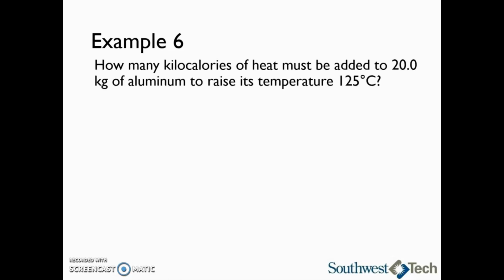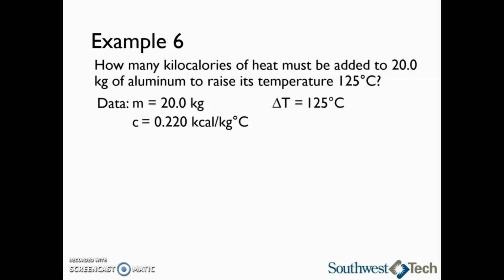How many kilocalories of heat must be added to 20.0 kilograms of aluminum to raise its temperature 125 degrees Celsius? First, we will write down the information we are given. We know the mass is 20.0 kilograms. We also know that we have aluminum, so we need to use a table of specific heats to find the specific heat of aluminum. The trick is to make sure we write down the correct units, since there are a couple of different options. Since we have mass in kilograms and the temperature in degrees Celsius, we will use the unit of kilocalories per kilogram degrees Celsius. The specific heat of aluminum is 0.220 kilocalories per kilogram degrees Celsius.